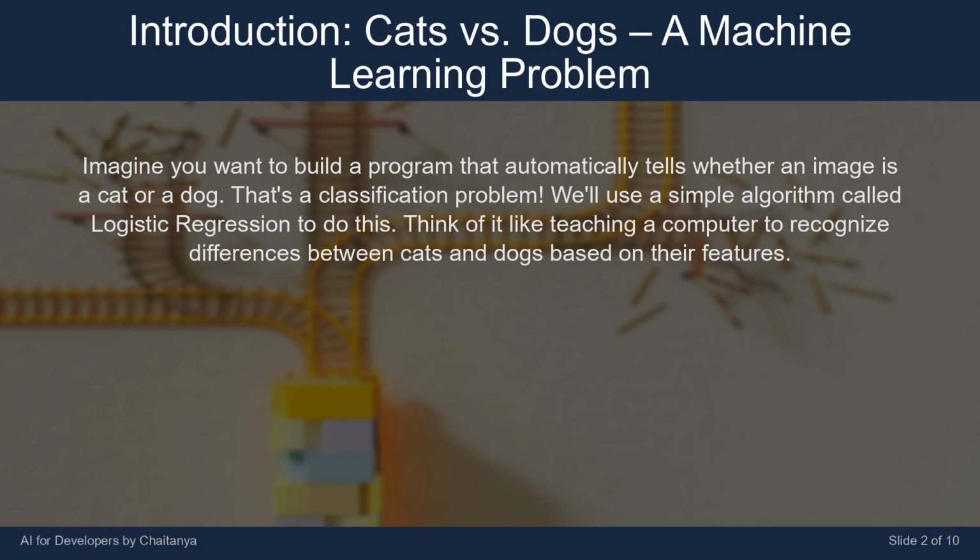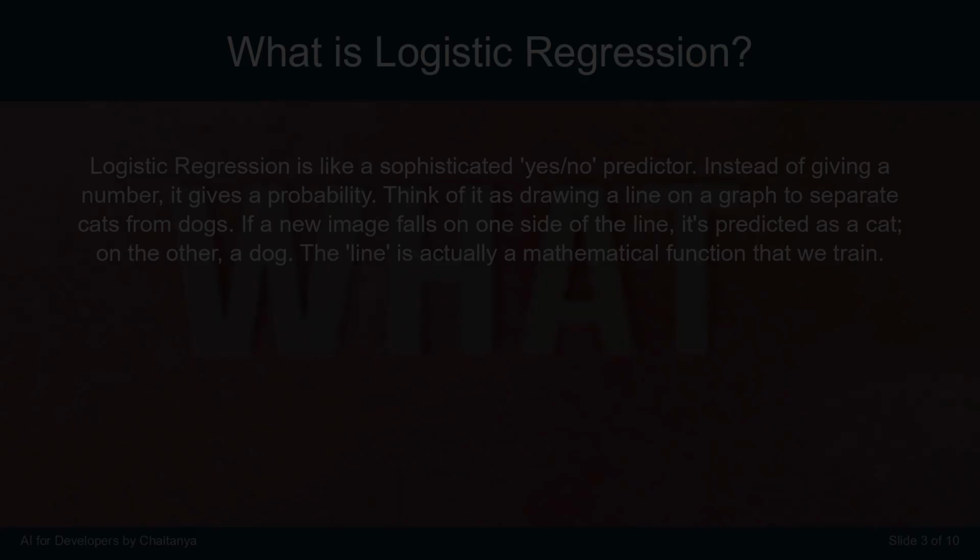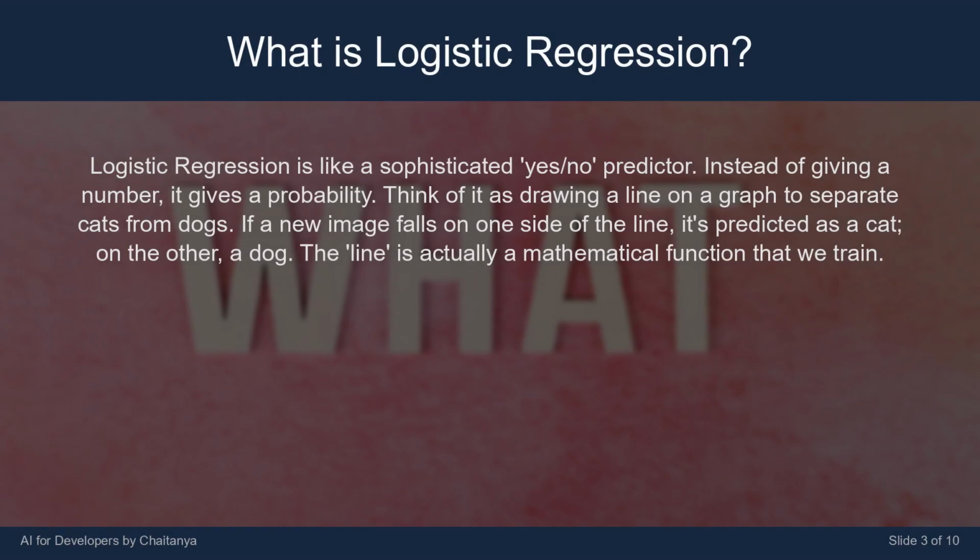Think of it like teaching a computer to recognize differences between cats and dogs based on their features. Logistic regression is like a sophisticated yes-no predictor. Instead of giving a number, it gives a probability. Think of it as drawing a line on a graph to separate cats from dogs. If a new image falls on one side of the line, it's predicted as a cat. On the other, a dog. That line is actually a mathematical function that we train.